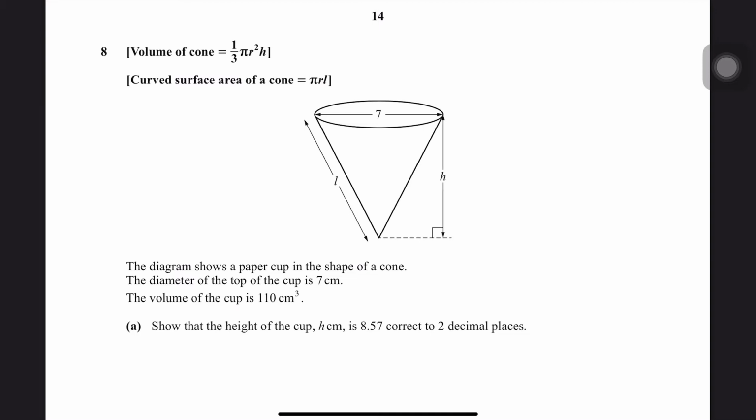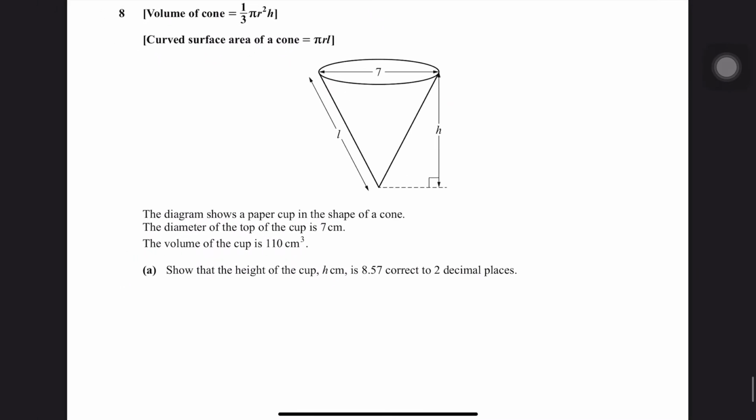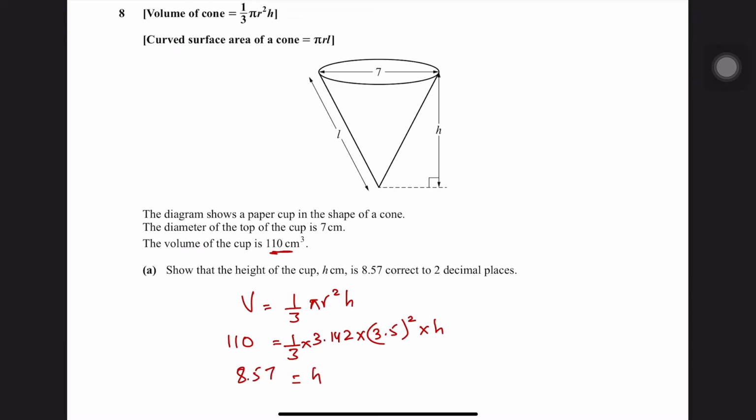The diagram shows a paper cup in the shape of a cone. The diameter of the top of the cone is 7 centimeters. The volume of the cup is 110. Show that the height of the cup h is 8.57. So whenever you have the volume, you can use the volume formula: 1/3 pi r squared h, with 3.142 and 3.5, since the radius is 3.5. h is unknown, and the volume is 110. Cross multiplying and solving gives me 8.57.